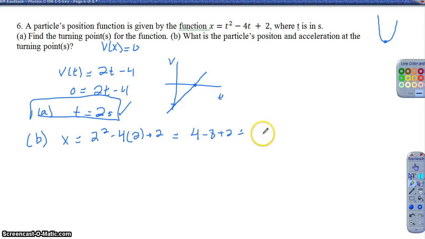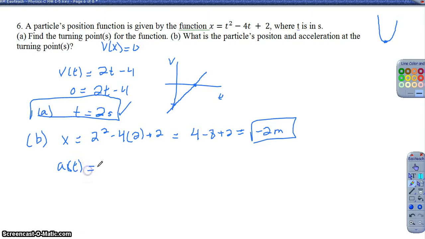So I find it to be a position of negative 2 meters from its starting location. Okay, so negative 2 meters is its position. And I shouldn't necessarily say its starting location, but negative 2 meters would be its displacement based on this position function.